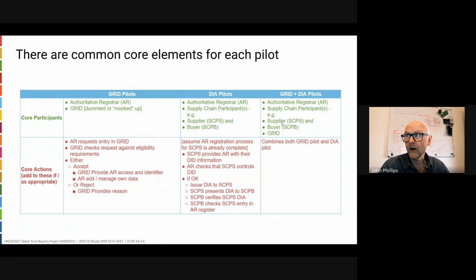And of course, in the far right-hand column, we could have the hybrid. We could do both. We could have a GRID plus DIA exploration, and that would probably be the best. I'm excited that three or four countries could actually collaborate. We could get something that works across more than one registrar and so on.